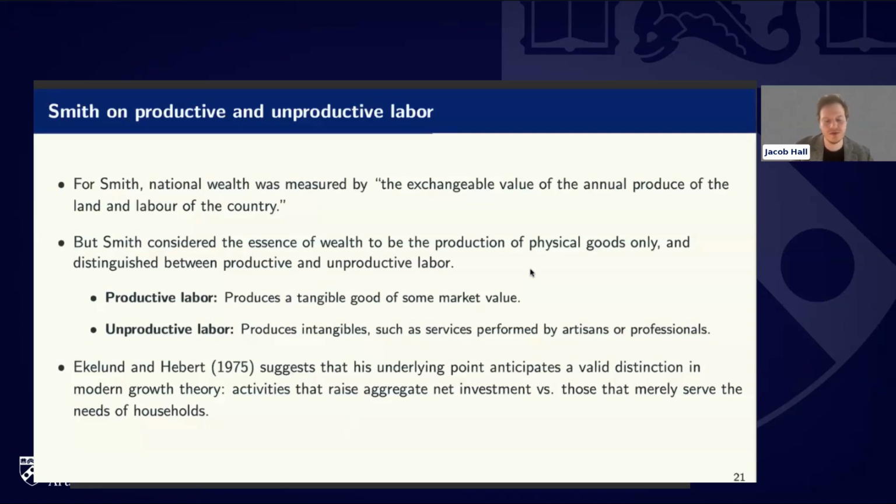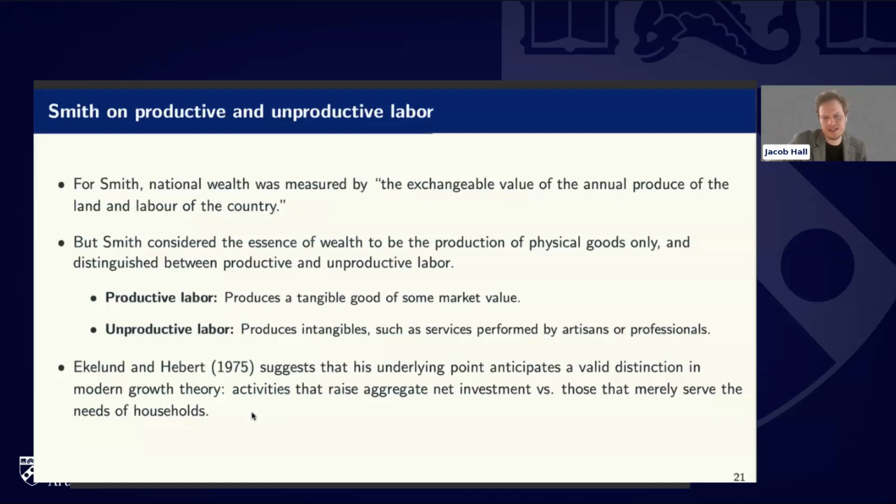So he distinguishes between productive labor and unproductive labor. Productive labor is the production of these tangible goods with some market value, whereas unproductive labor produces intangibles like services by artisans or professionals. This is a bit unfortunate and a bit of a muddle. I think today we would say, nah, that's not right. Services are just as valuable and just as productive, and people who do labor to produce services are just as productive to the larger national wealth.